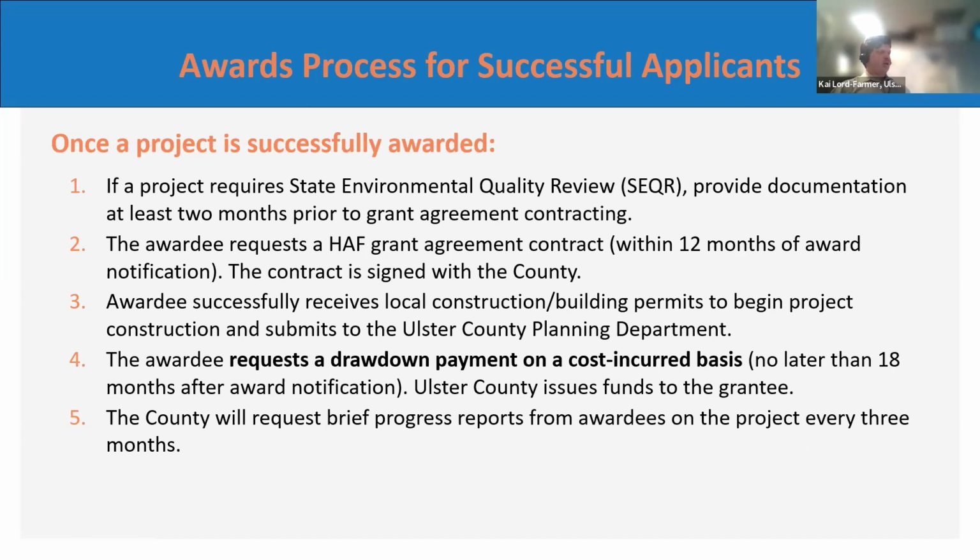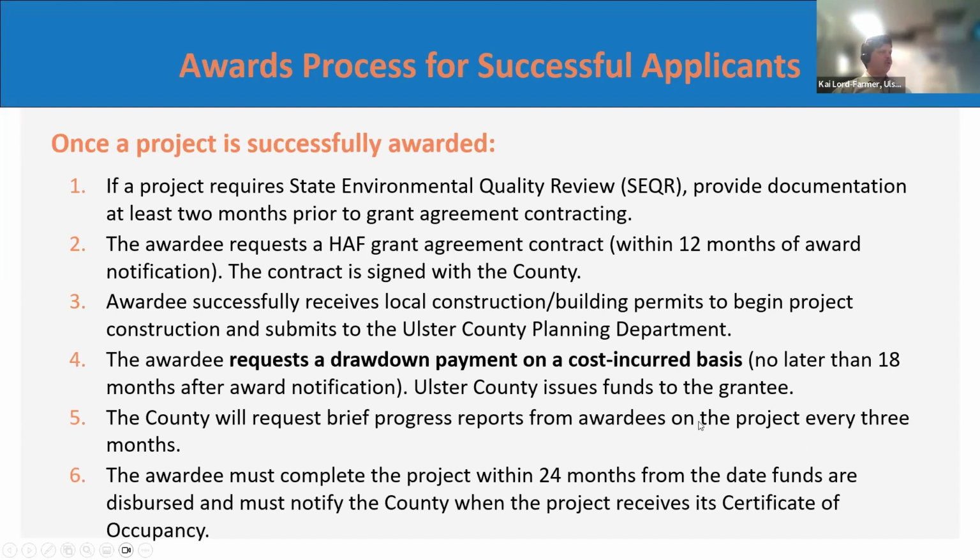Once the funds are drawn down, the county will request a brief progress report from the awardees every 3 months or so, just to make sure the project is meeting its deadlines or generally on track to be built. The awardee must complete the project within 24 months from the date funds are dispersed. So once your funds are given to you, you have 2 years to develop the project. And once the project is complete, you must notify the county when the project receives its certificate of occupancy so we can start the monitoring process. Again, there is an opportunity to request an extension if there's project delays or something like that, but you need to state why you're requesting an extension.